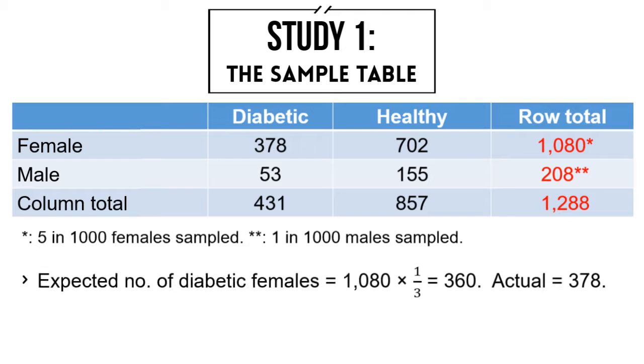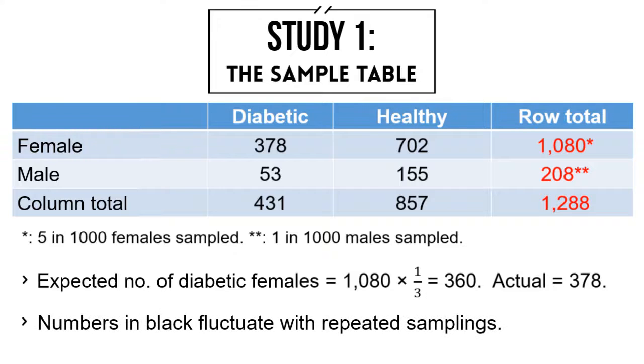Since in the population 1/3 of women are diabetic, we expect about 1/3 of the 1,080 sample women to be diabetic as well, which is 1080 times 1 out of 3, and that's 360. It turns out that 378 of the sample women are diabetic. The discrepancy with 360 is because of random fluctuation. So there are 702 healthy sample women. The row totals are fixed by the sampling method, but all other numbers will fluctuate around their expected numbers if the sampling process were repeated.